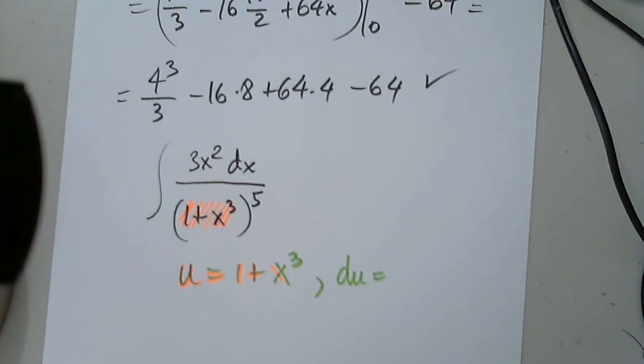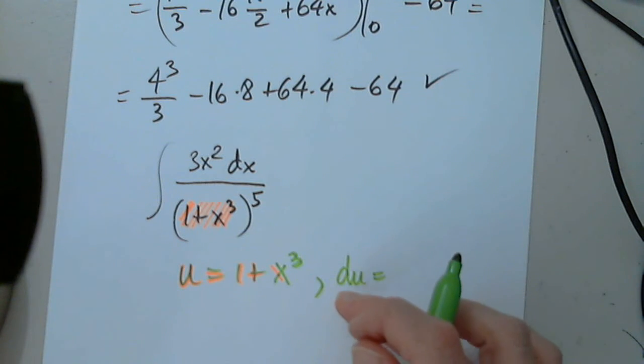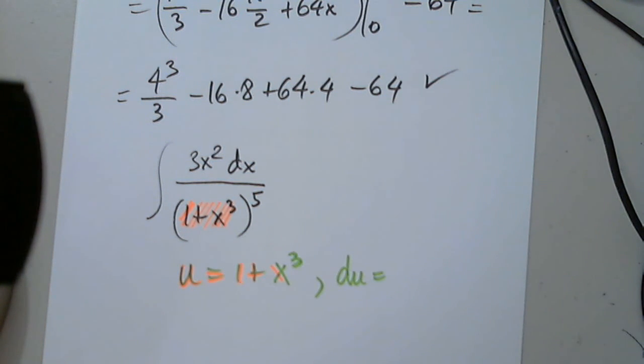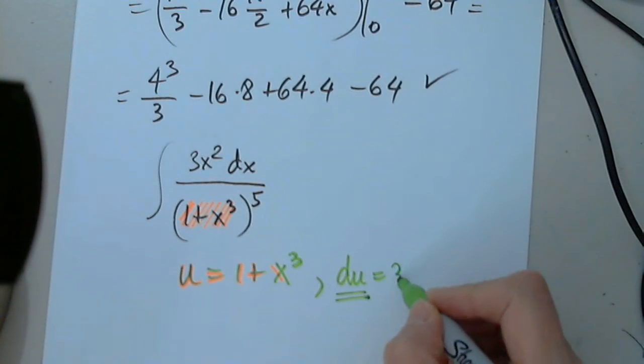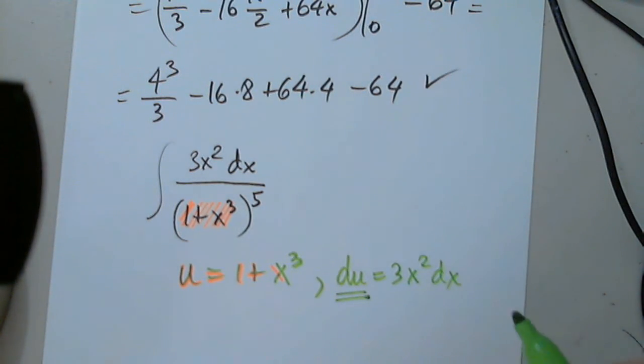So? That would be 3x squared, right? Careful. We're not talking about the derivative, we're talking about the differential of u. Three x squared dx. Brilliant, indeed.